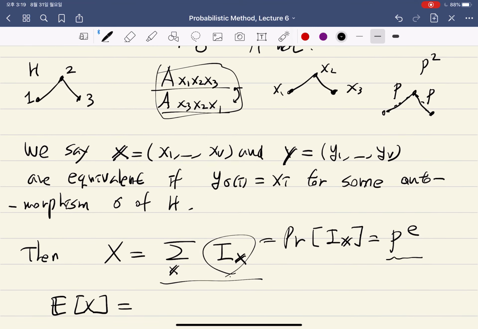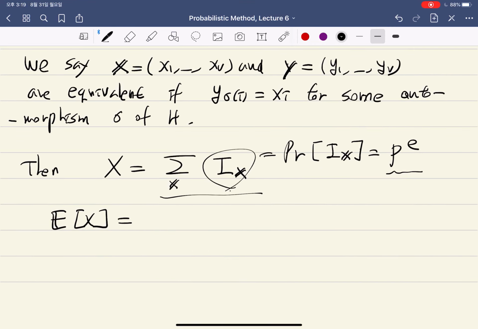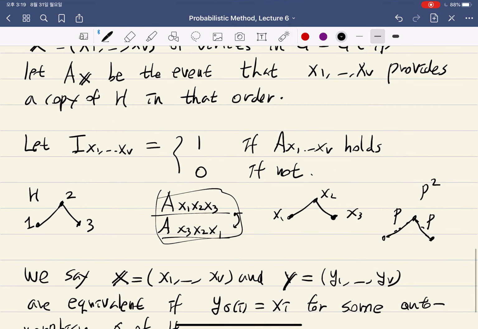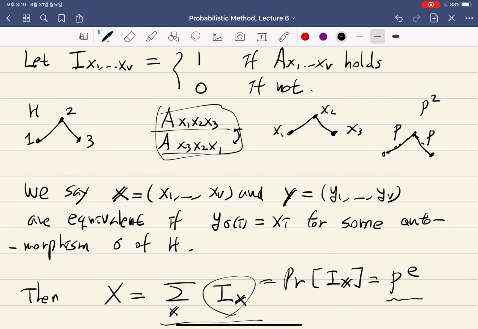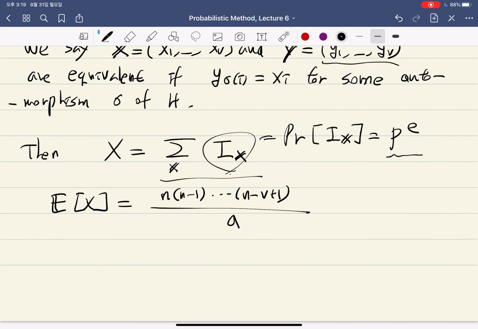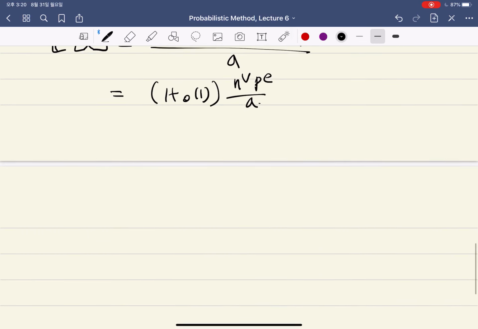And how many equivalence classes are there? The number of such tuples is n times n minus 1 times ... times n minus v plus 1. And then there are a tuples in each class, because for each automorphism of H, you get another tuple which belongs to the same equivalence class. So there are a many of them forming an equivalence class together. So this times p to the e is (1 plus little o of 1) times n to the v, p to the e over a.